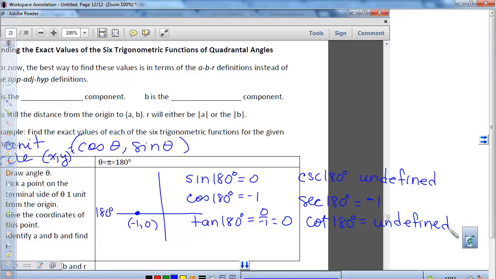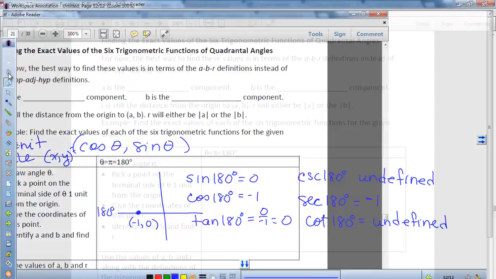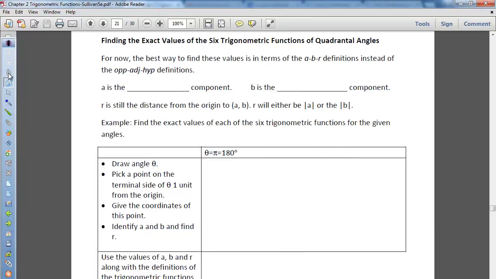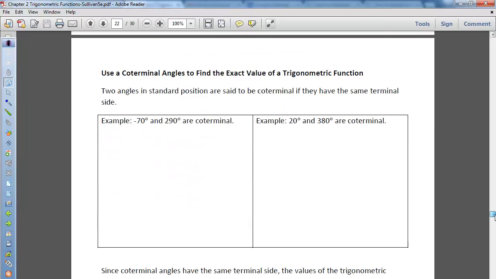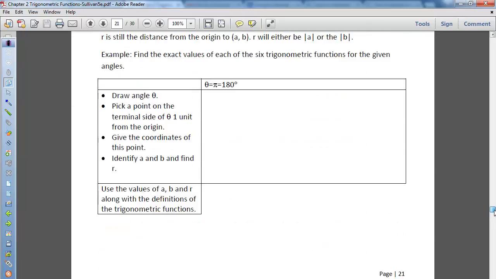It's a lot of information, so got to start pulling it together if we're going to take a test next week. All right. So that brings us to our quadrantal angle study handout.